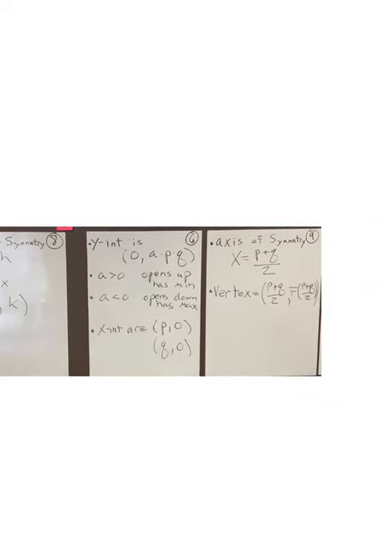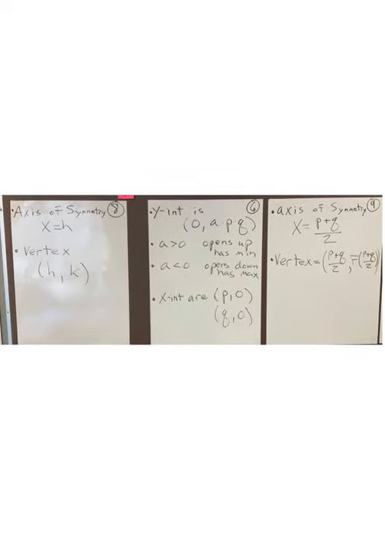Similarly for vertex form, it's actually really easy to find the axis of symmetry and the vertex. The vertex, because it's vertex form, is just h comma k. So once you have h and k, the vertex is super simple. And the axis of symmetry also is pretty easy, because once you have the vertex, it's just whatever that number is, x equals that, that's a line, and that's your axis of symmetry.